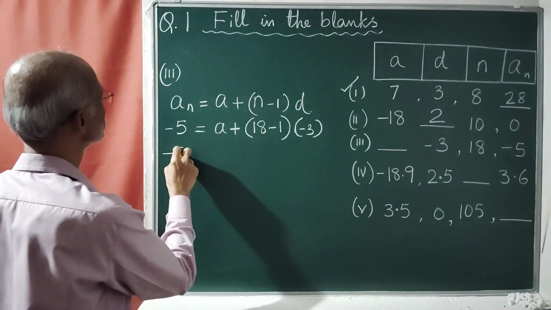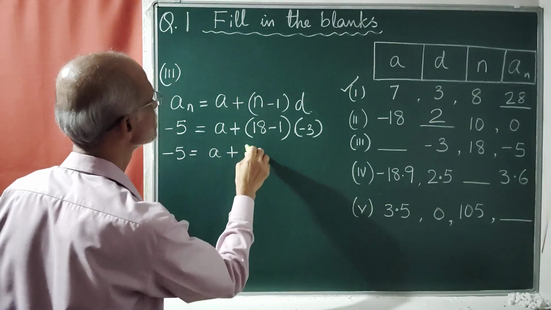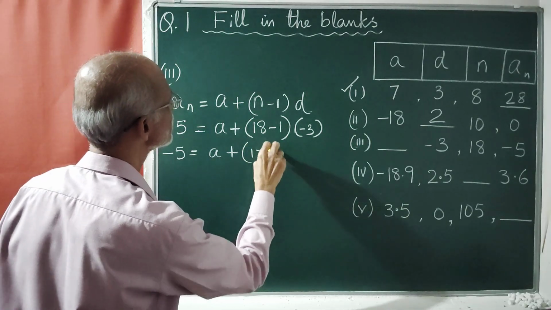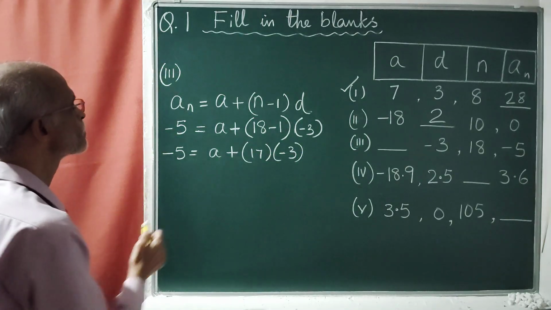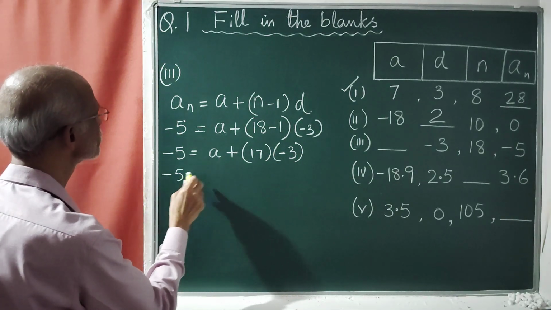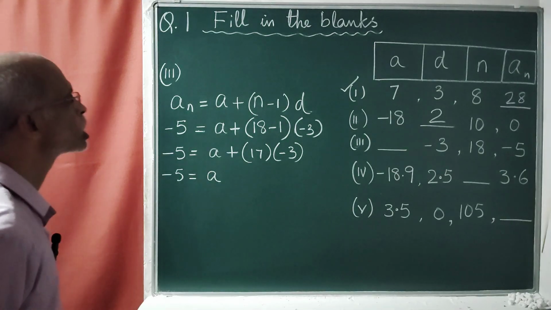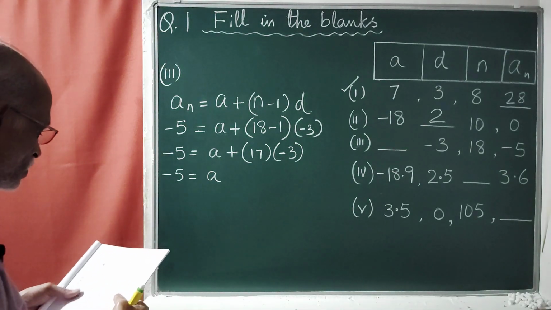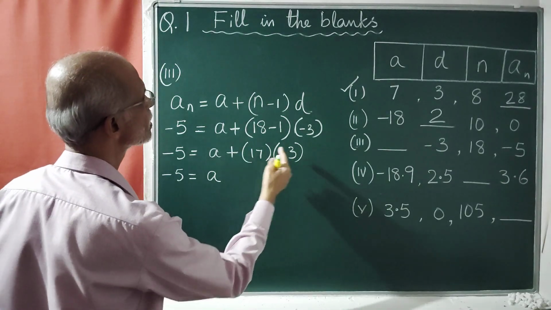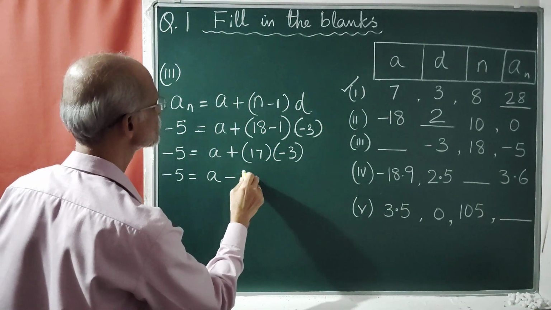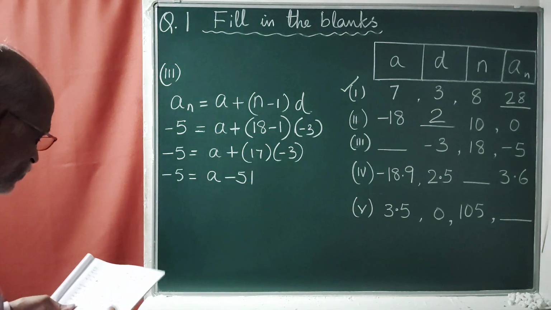So minus 5 is equal to A plus 17 into minus 3. Plus into minus is minus. So minus 51.